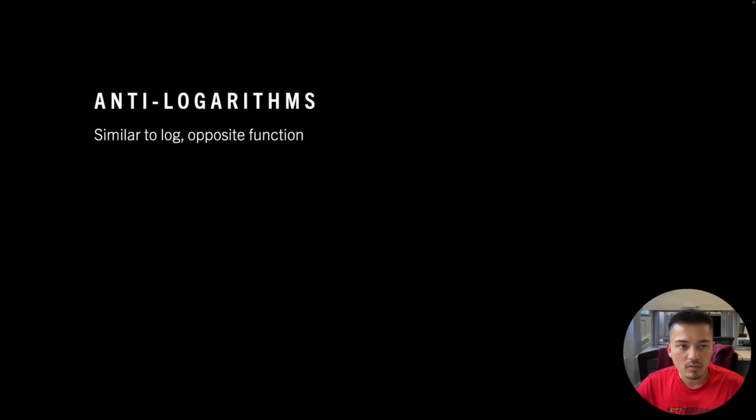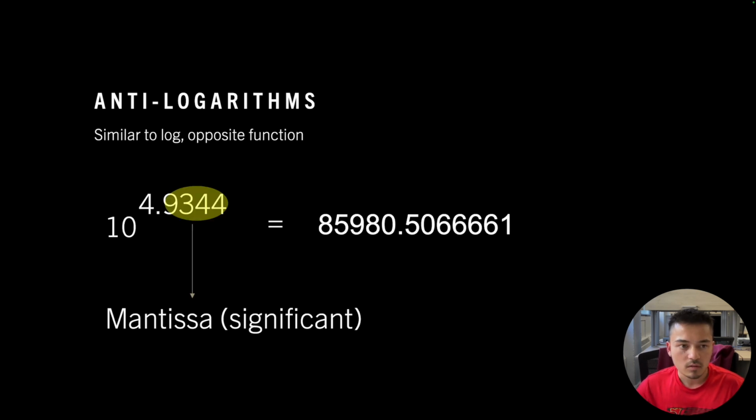Looking at antilogarithms, it's very similar to logarithms, just the opposite function. So for example, if we're taking 10 to the power of 4.9344, we would get an answer of 85980.50666661, which is a long number with a lot of different significant figures. But that's not correct, right?